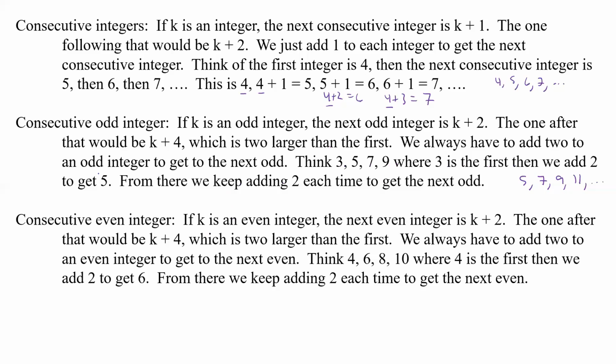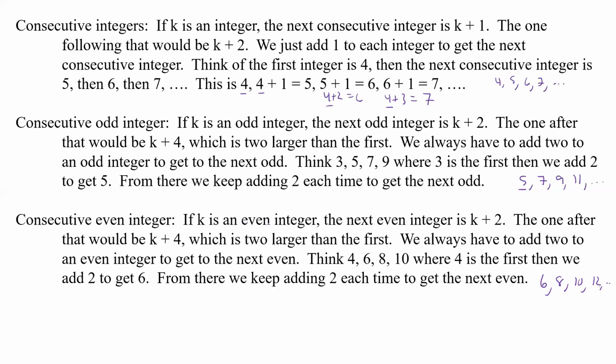Now what about evens? Well, they're pretty similar to the odds, except instead of starting with a 5, say we start with a 6. Well, how do we get to the next one? Well, 7's not even, but 8 is. 9's not, but 10 is. 11's not, but 12 is. And so again, we have to add 2 to get to the next one.